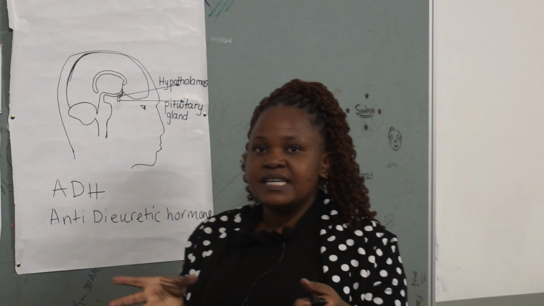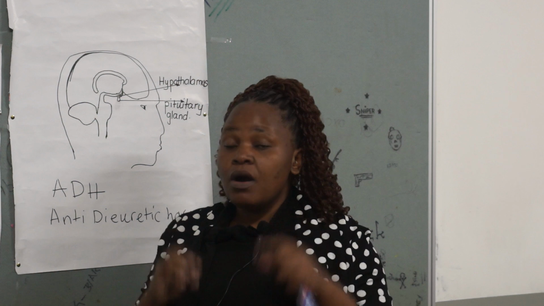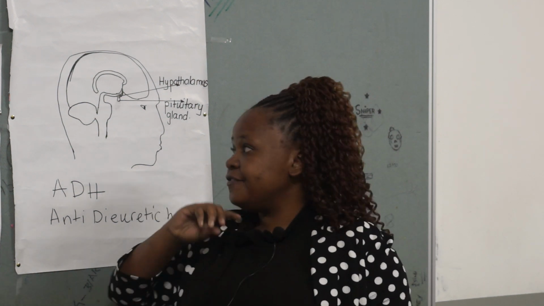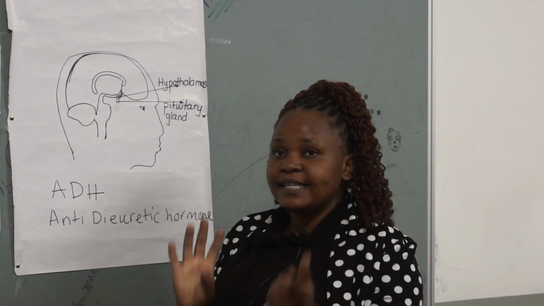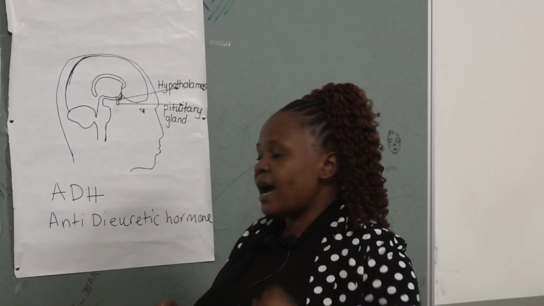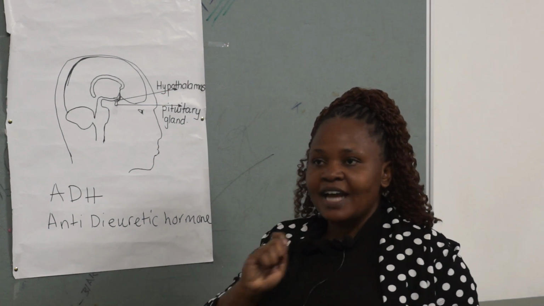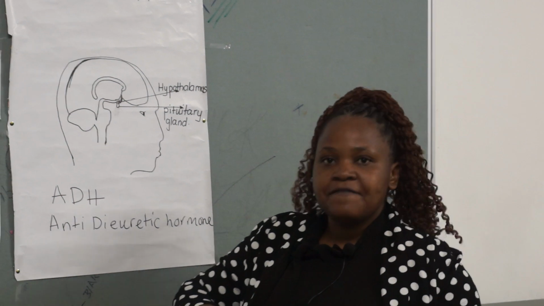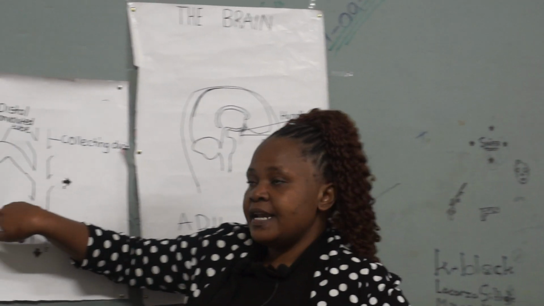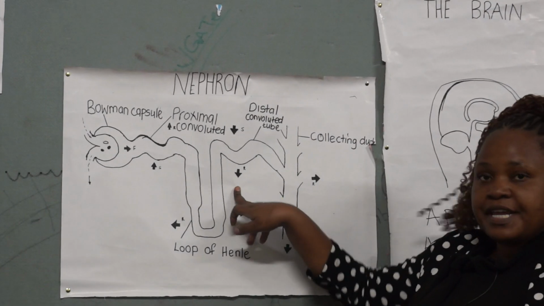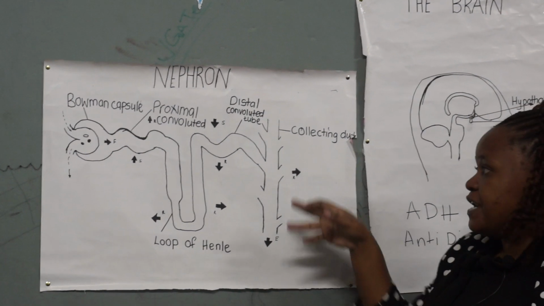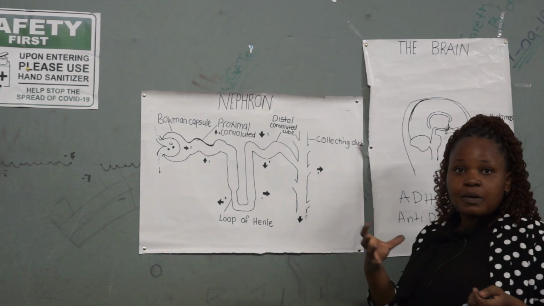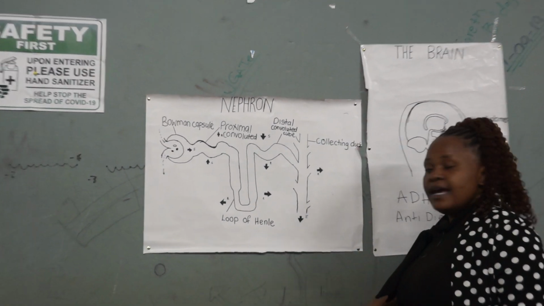Remember, the kidney is also a complicated organ. But the area of interest to us, which I have decided to highlight so that you understand how ADH is going to adjust the water levels so that they go back to normal, is the nephron. Here I have a diagram of the nephron, right? The nephron is a filter found in the kidney.